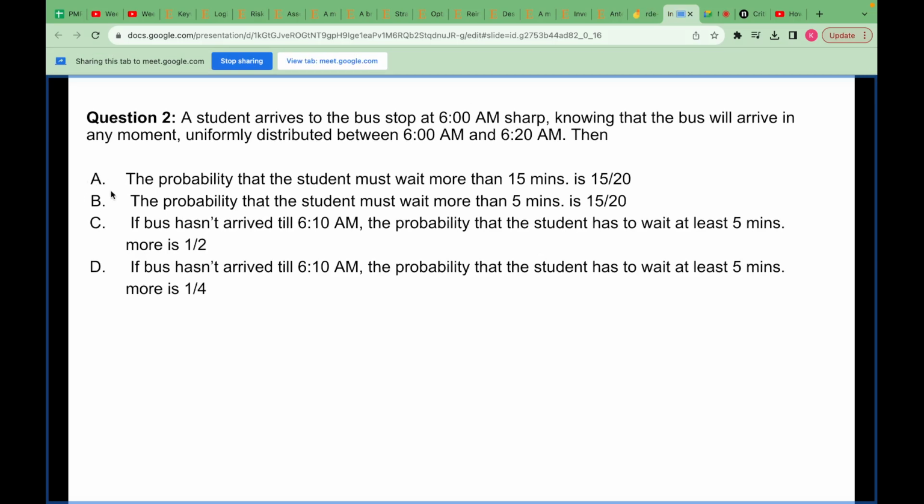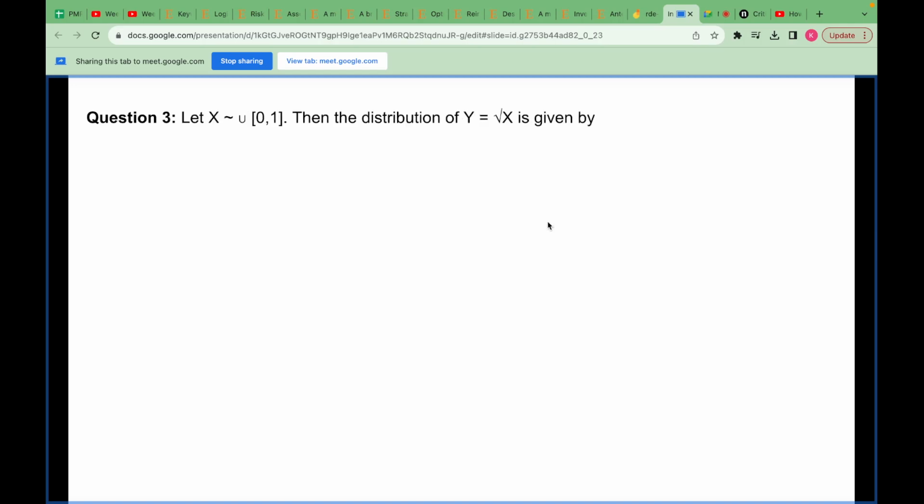So option B was correct and option C is correct: if the bus has not arrived till 6:10 am, then the probability that the student has to wait at least 15 minutes is 1 by 2, or 50%. Okay. Now moving to the next question.